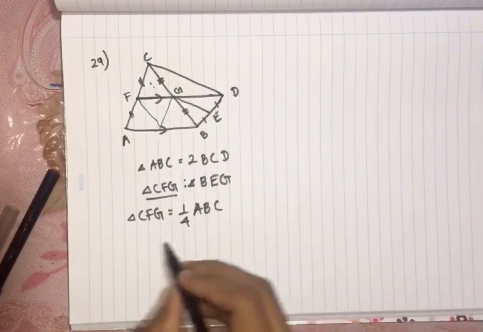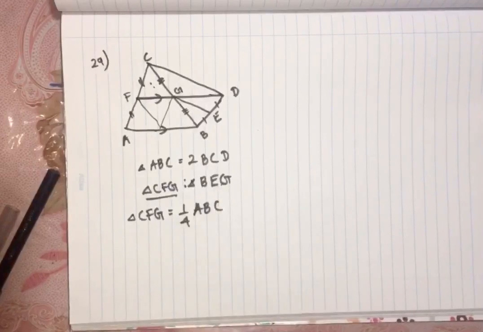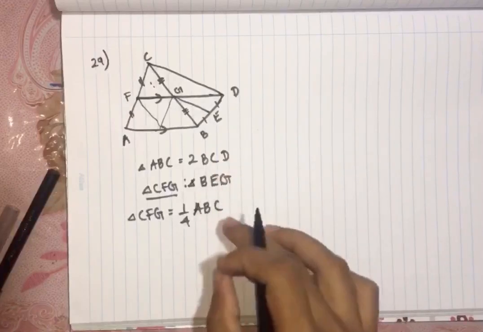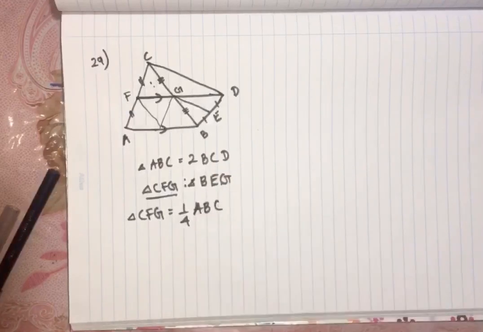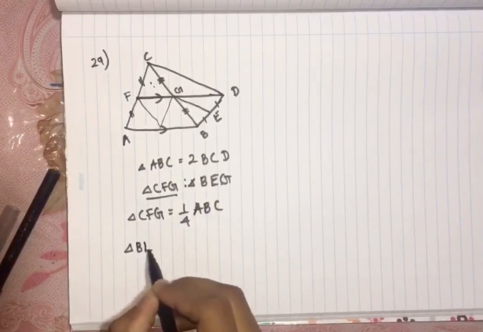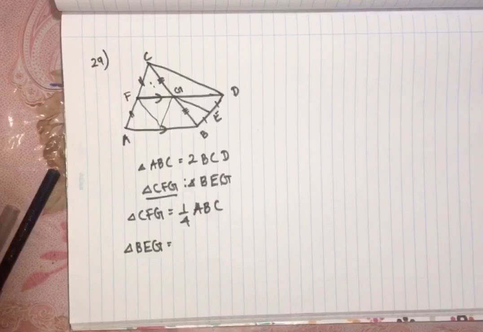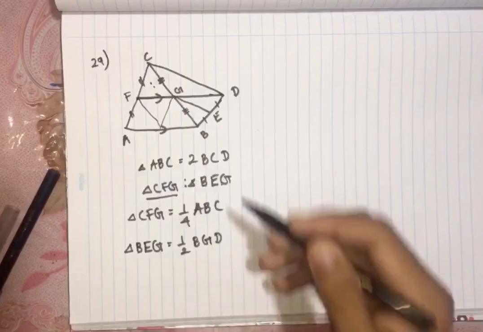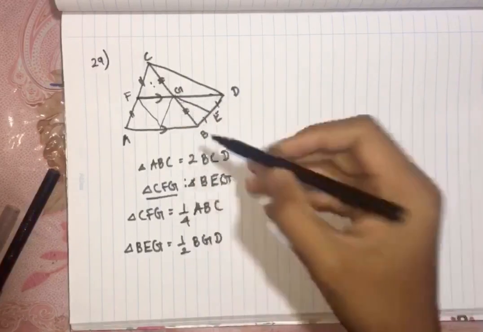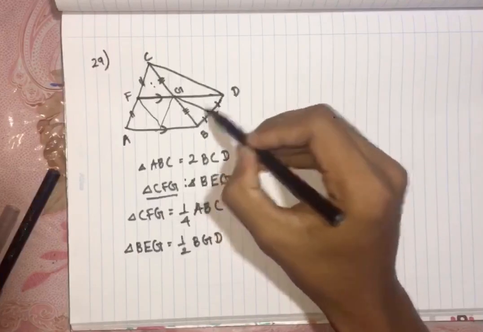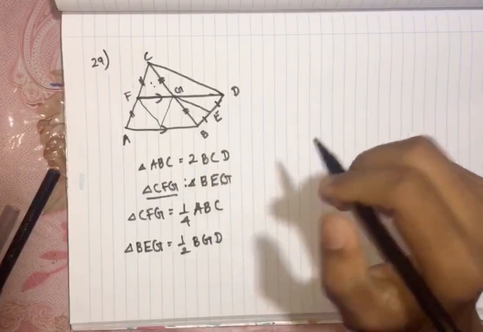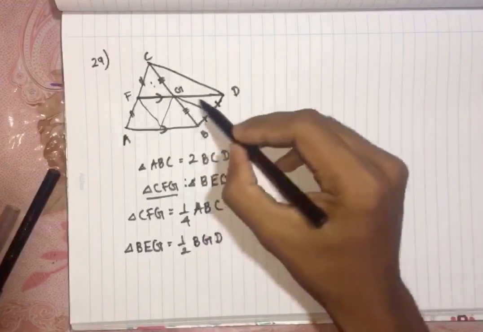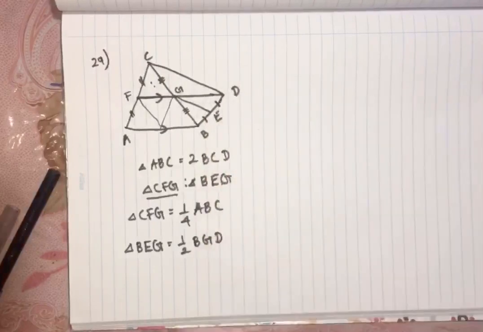Now let us build a relationship using BEG. Now you have to somehow form a relationship of BEG, relating it to ABC. Now let me write BEG. Triangle BEG is equal to half the area of BGD. Why? Because these two are equal and it also has the same height. Normally, how do we find the area of a triangle? Half into base into height. Base and height are the only two requirements you need. Therefore, both are equal here. These two are equal. Therefore, you can write it this way.